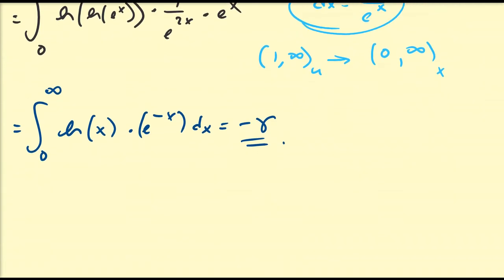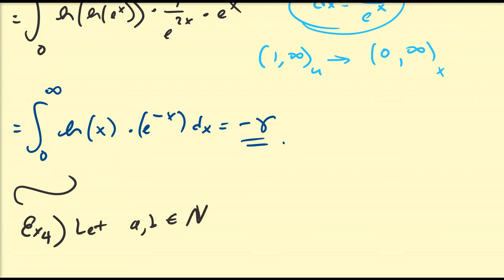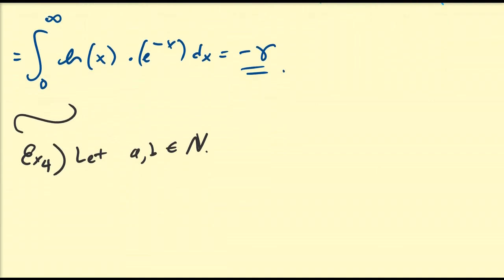So let's work out another example. Now we're going to let a and b be, say, natural numbers, and we're going to consider the integral from 0 to infinity of x to the a times e to the minus x to the b. So we're going to do a more generalized example of one we did earlier.